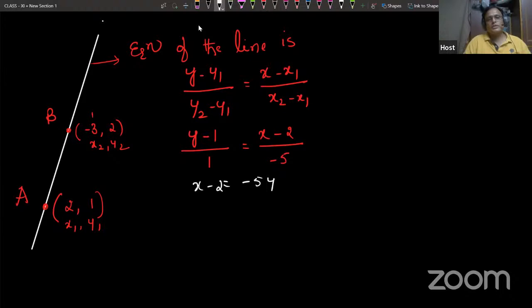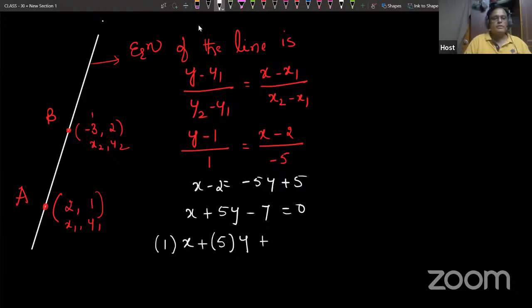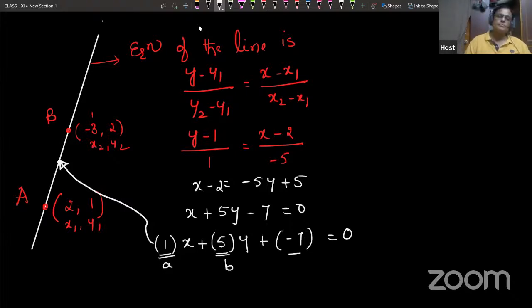Or x plus 5y, minus 2 minus 5, minus 7. Systematically we can write this: 1x plus 5y plus (minus 7), equal to 0. This is the equation of this line. So definitely the final answer should be in the form of ax plus by plus c. So this much first you have to understand.